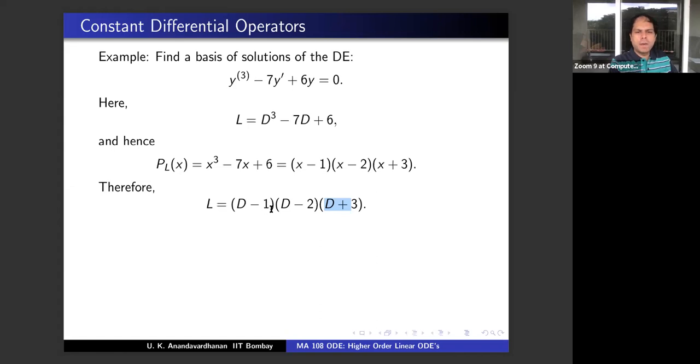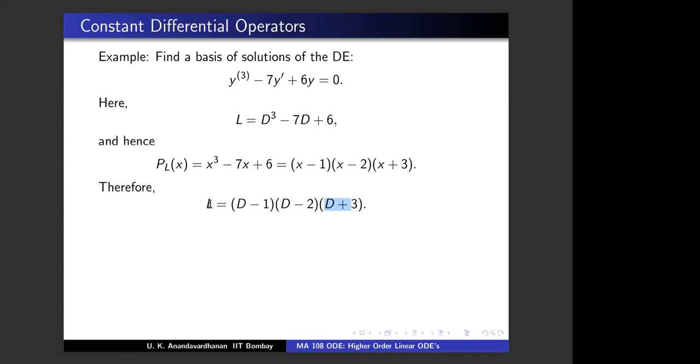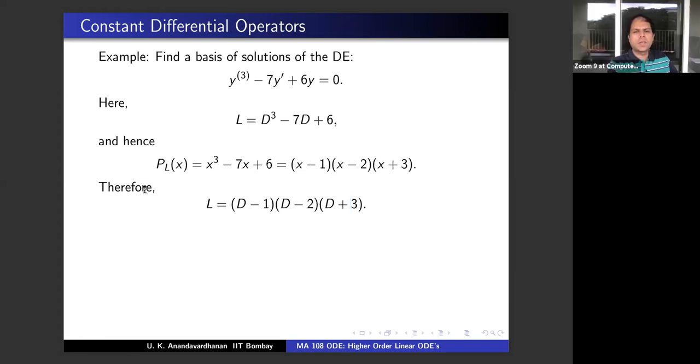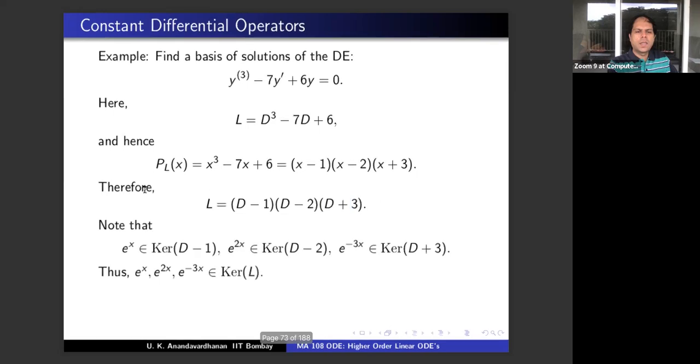Is it true that e^x, e^{2x} and e^{-3x} are linearly independent? Yes. Therefore, they form a basis of the null space of L. So that's how it is done. So this is there, this is there, and these all are there, and they are linearly independent. So you have got a basis. Okay, so this is the strategy. So you have understood everything.